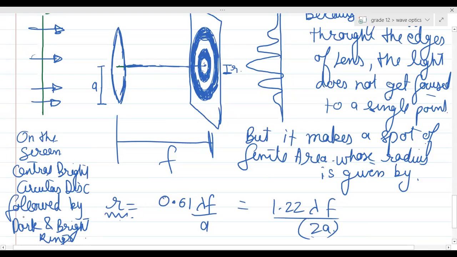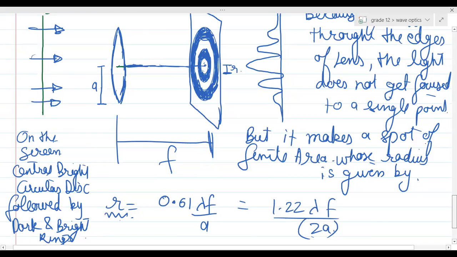The radius of this bright portion is basically given by R naught equals 1.22 F lambda by 2A. Is this clear, guys?